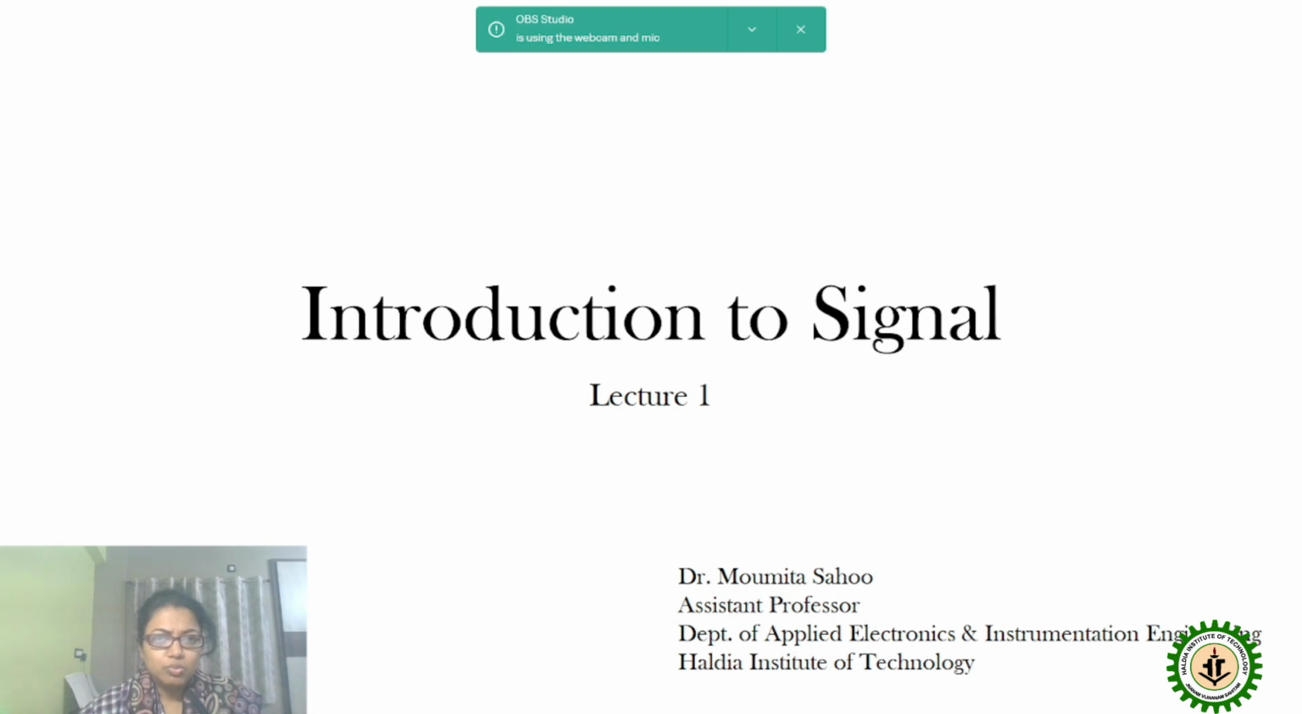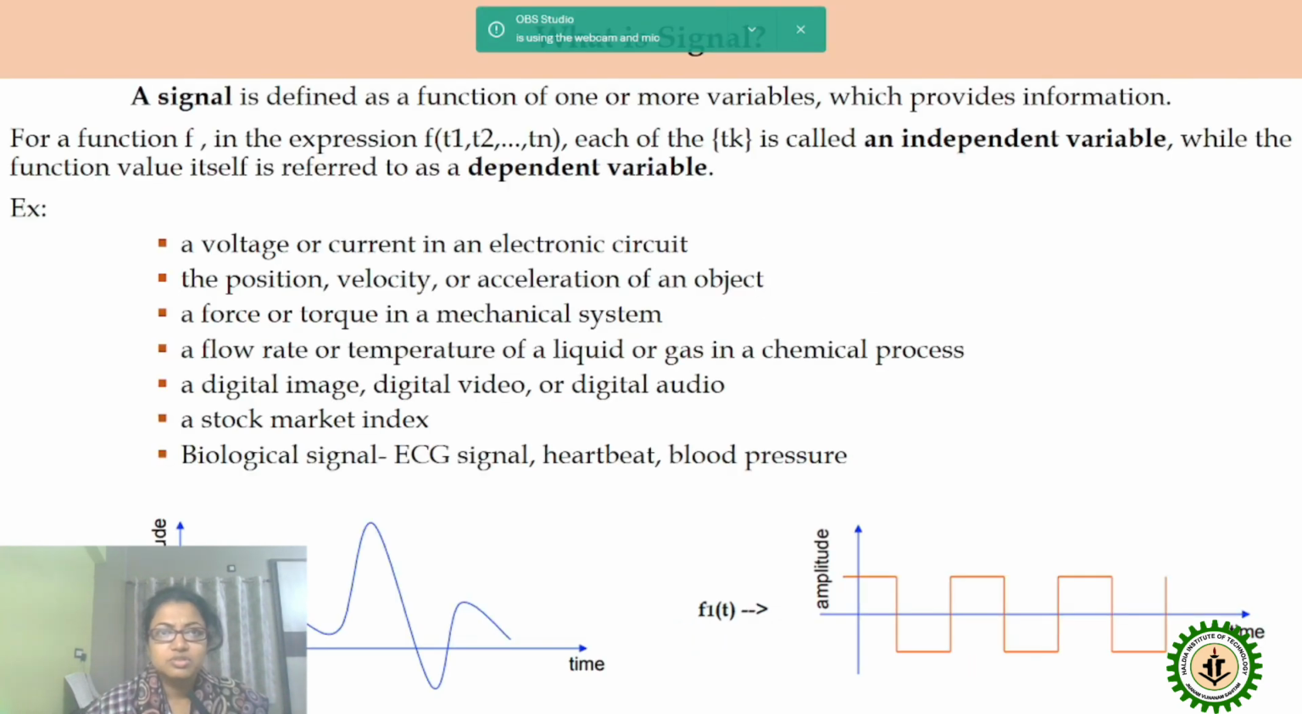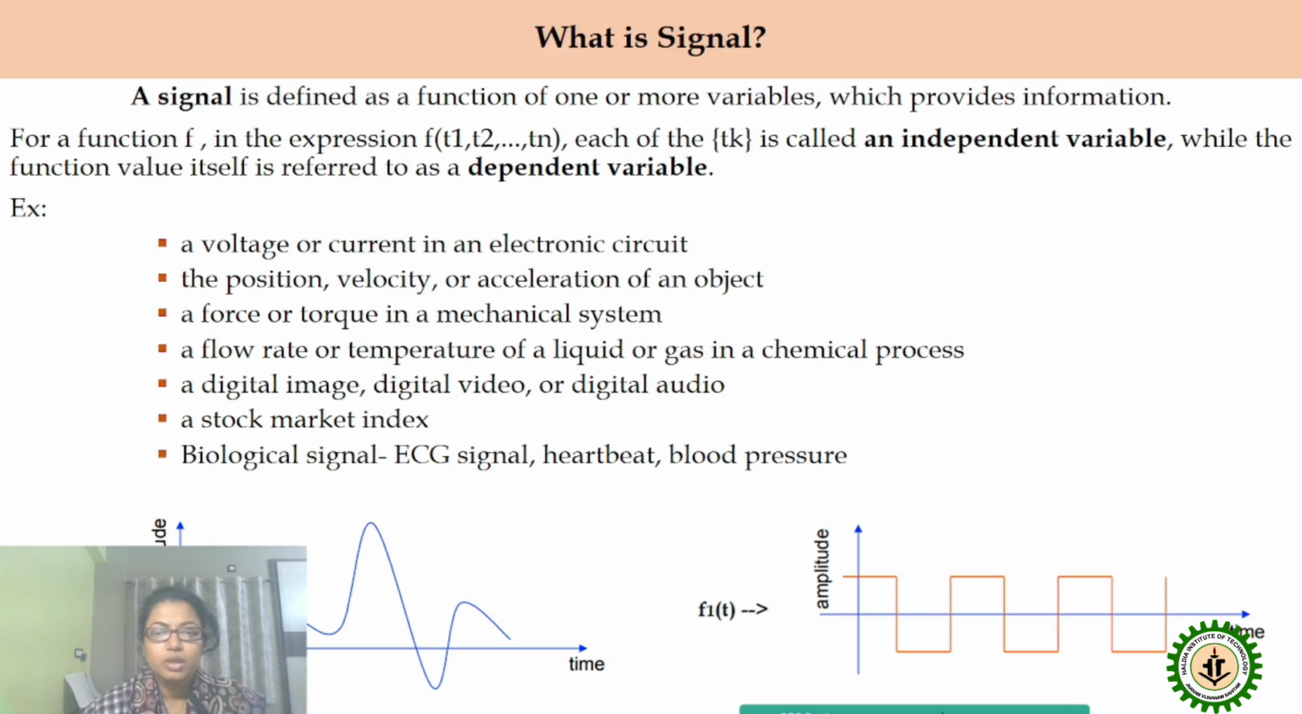Without giving any other introduction, let's just start. What is a signal? A signal is defined as a function of one or more variables. Variables in the sense you can consider time as a variable. Sometimes you can consider frequency as a variable. So a signal is defined as a function of one or more variables which provides information.